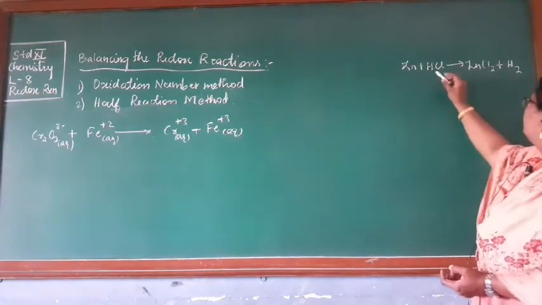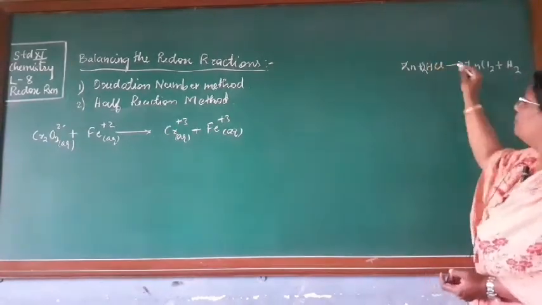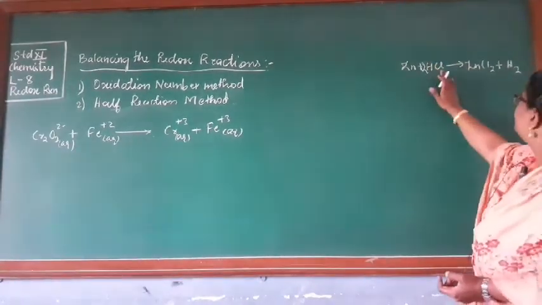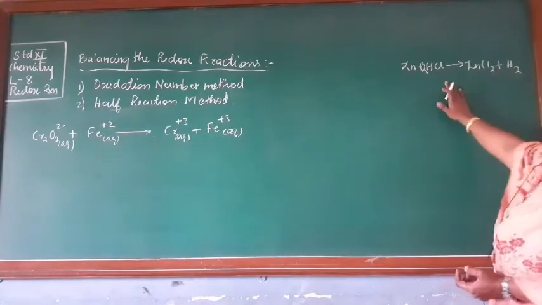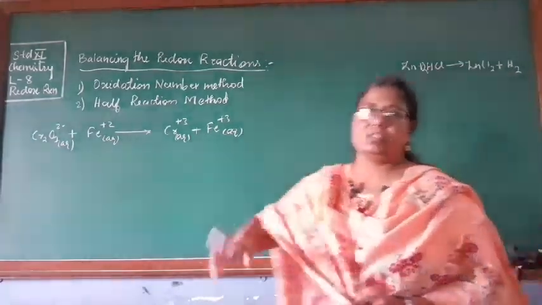See here, here you have 2 chlorine. That means I have to put a 2 here so that I can balance the chlorine. So here 2 chlorine, 2 hydrogen, 2 hydrogen. So this equation is balanced. So for a simple equation, the hit and trial method is okay.